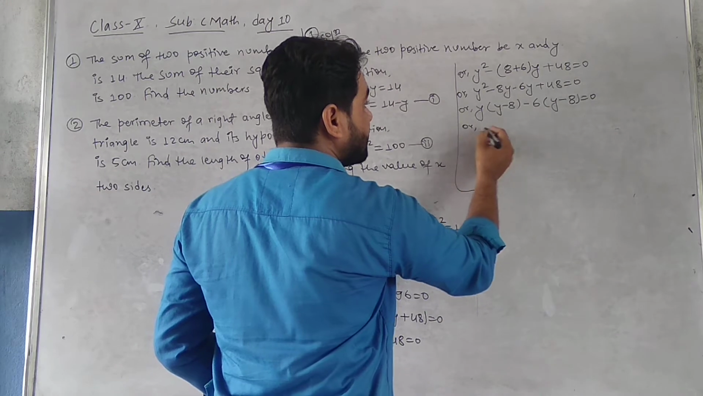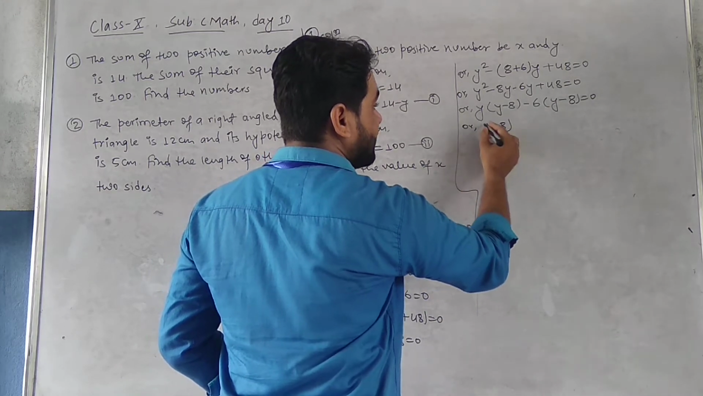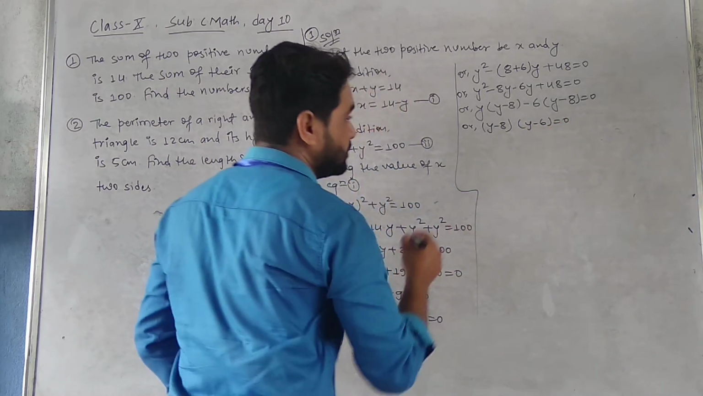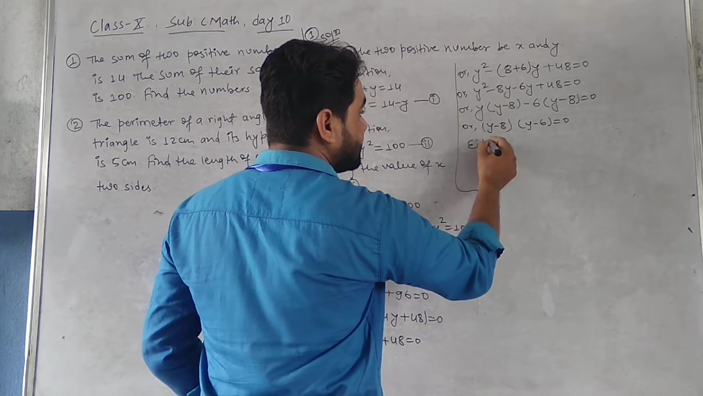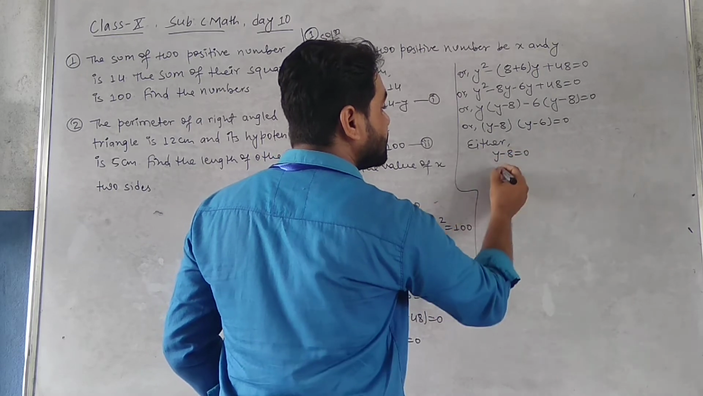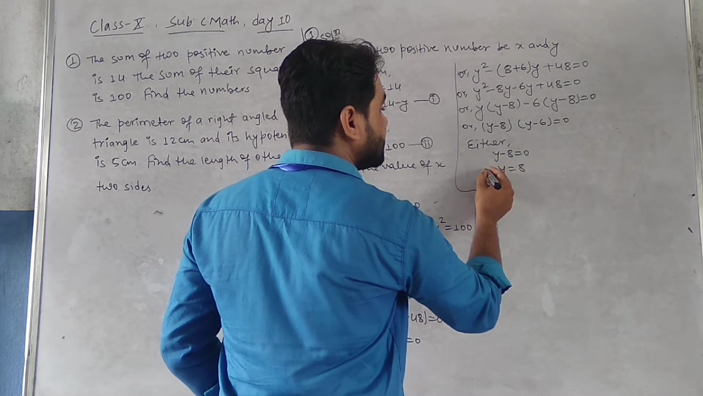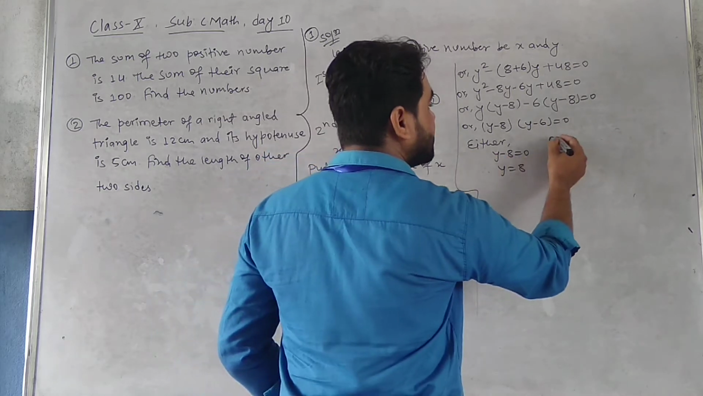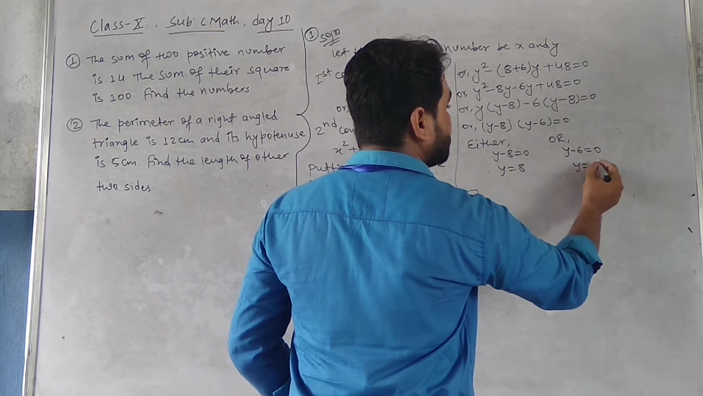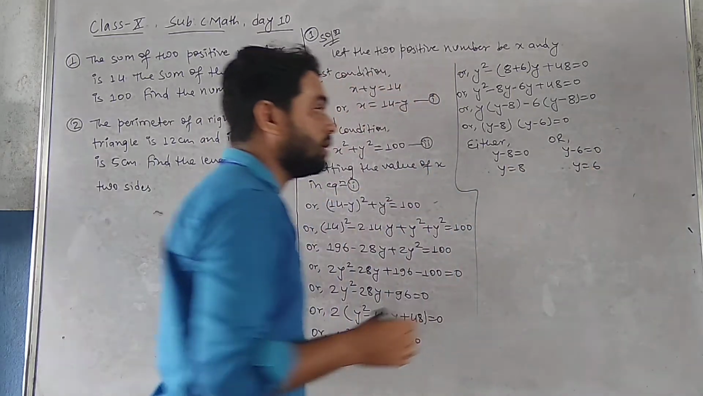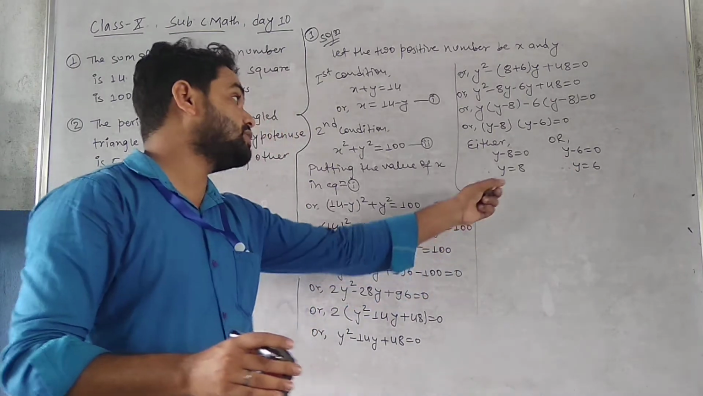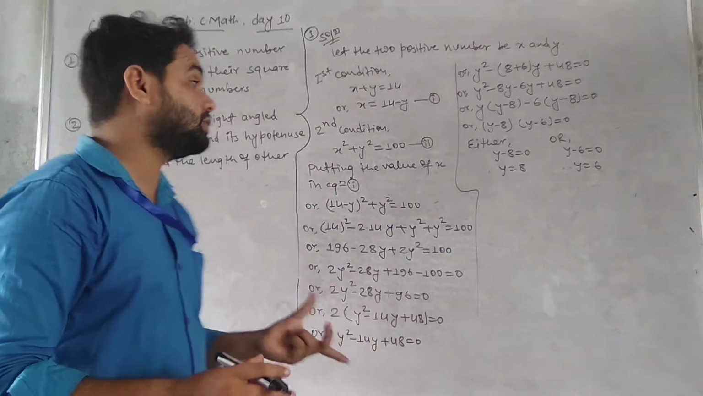So we get two numbers, what? Y minus 8 bracket at first, so remaining part y minus 6 equals to 0. We are going to write either y minus 8 equals to 0, y equals to 8, or y minus 6 equals to 0, y equals to 6. This is the two numbers. That means we get the value of y equals to 8 and 6.